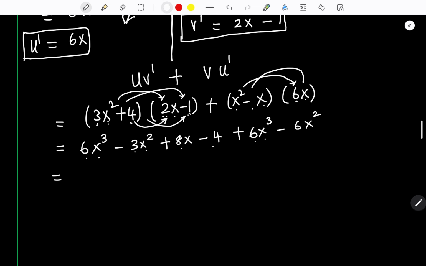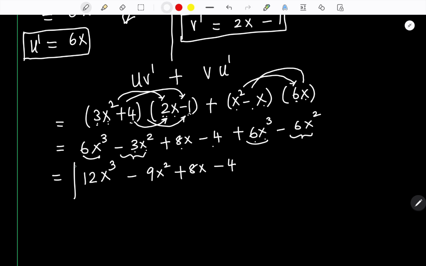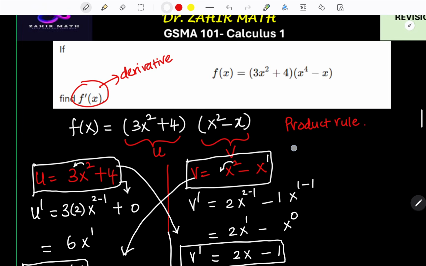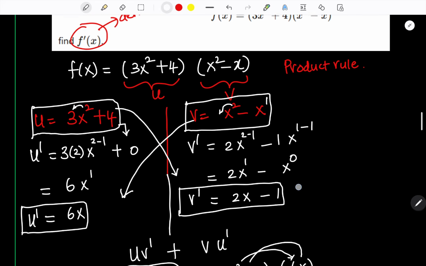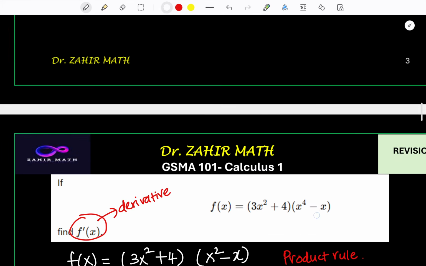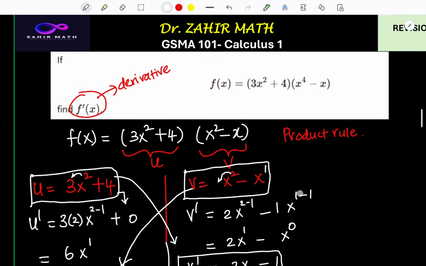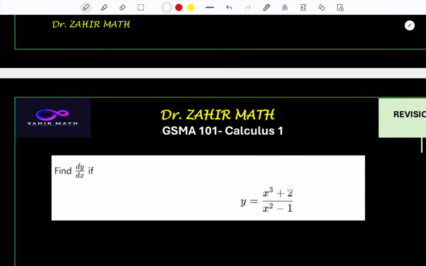If you have like terms, just compare: 6x cube and 6x cube, which is 12x cube. Minus 3x square minus 6x square, so minus 9x square. Then only one x is there, 8x. Then the number is 4. So this is your first derivative. How many derivatives did they ask? Only one derivative, f dash of x.